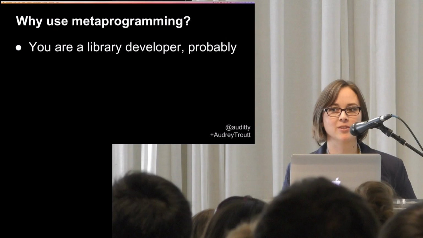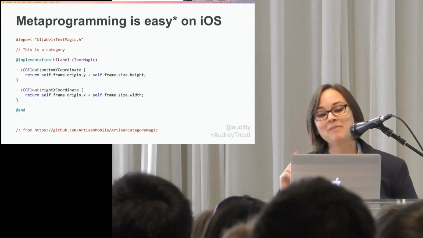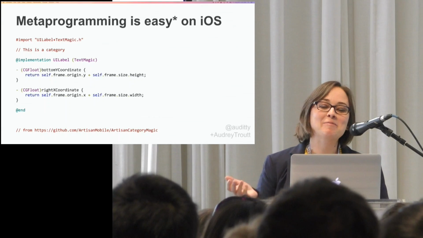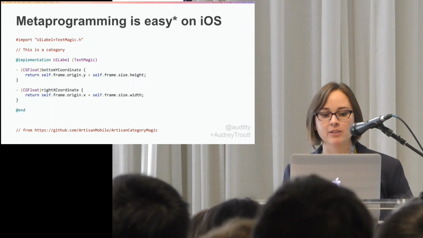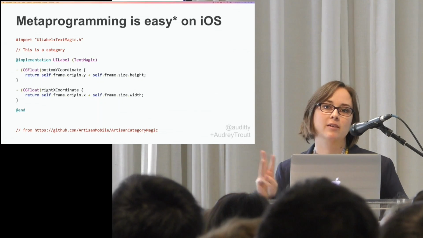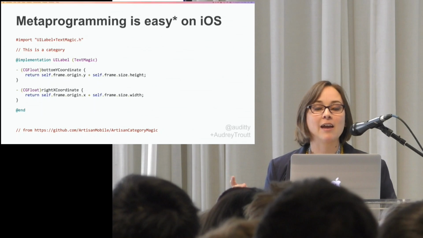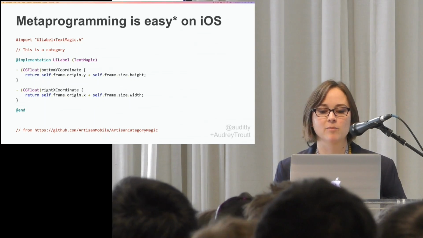So I drew inspiration from the work that I had done on the iOS platform. And bear with me, I'm going to show some Objective-C at an Android developer conference. But that's because metaprogramming is easy on iOS. It's baked into the language. There are three different things I want to show you from my work in iOS development: categories, swizzling, and perform selector, which is a handy little method.